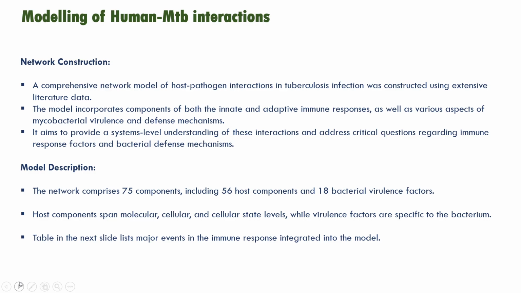After that, this particular model also incorporated both adaptive and innate immune responses, as well as various aspects of mycobacterial virulence and defense mechanisms. Obviously, when a bacteria infects a human, the immune system will be activated. So there will also be crosstalk between immune cells and the bacterial components. That can be the bacterial cell itself, the bacterial genes or pathways, or any kind of proteins. So you have to incorporate that information as well. In this case, they have done that.